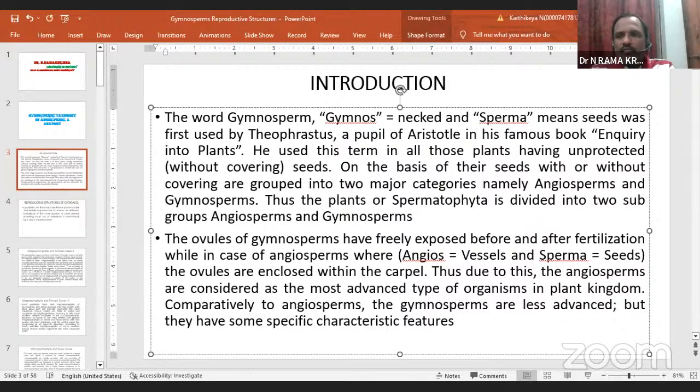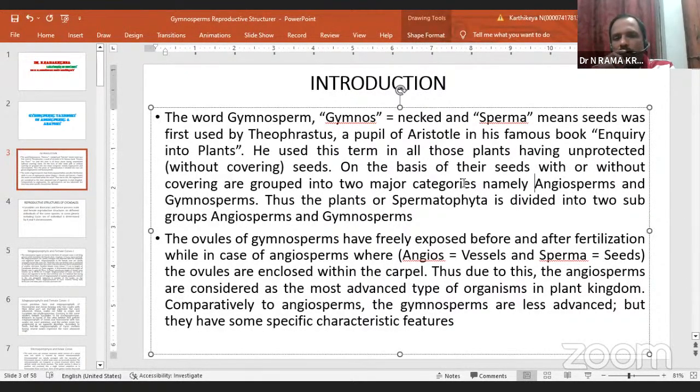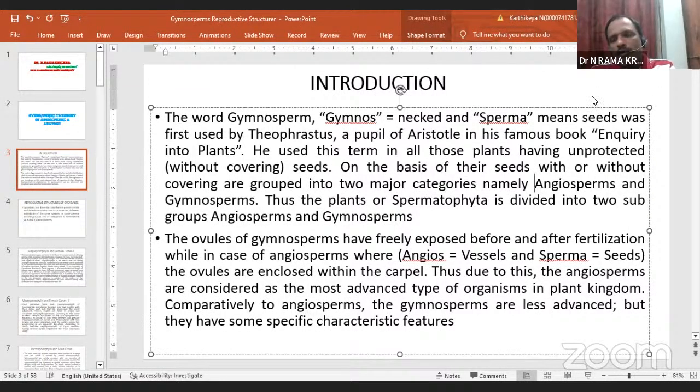Okay. Now we are going to discuss reproductive organs. Already you know very well, the last class we completed this. The male reproductive organ we call microsporophylls, the second one megasporophylls. A group of sporangia we call sporophylls, and a group of sporophylls is a cone or strobilus. One is microsporophylls, the second is megasporophylls.